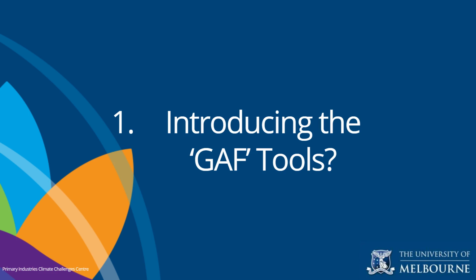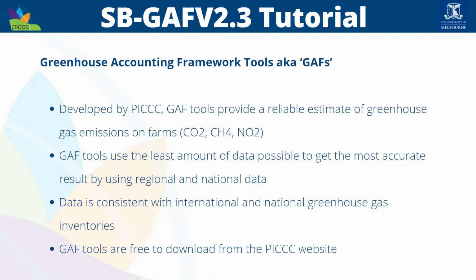Part 1. Introducing the Greenhouse Accounting Framework tools. For those not familiar with the framework tools, they are Excel spreadsheets developed by the Primary Industries Climate Challenges Centre, and they reliably estimate greenhouse gas emissions from agricultural enterprises using the least amount of information possible.